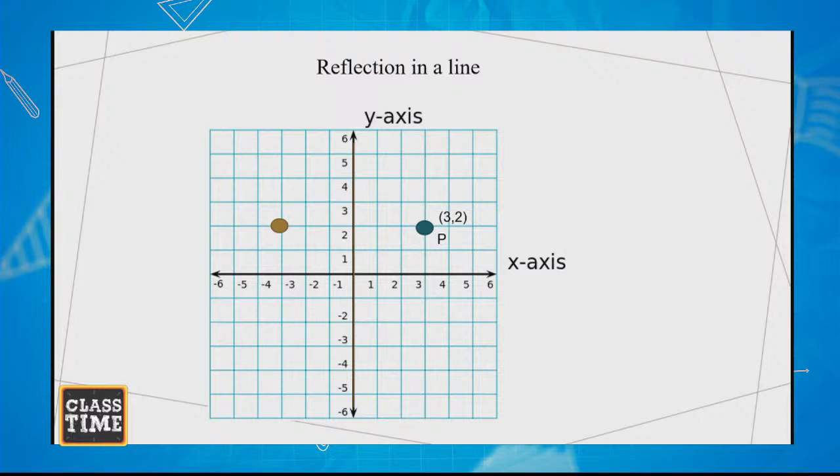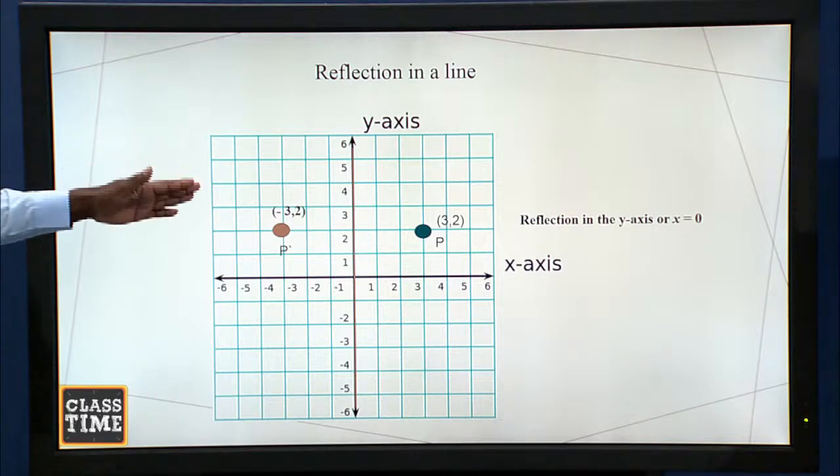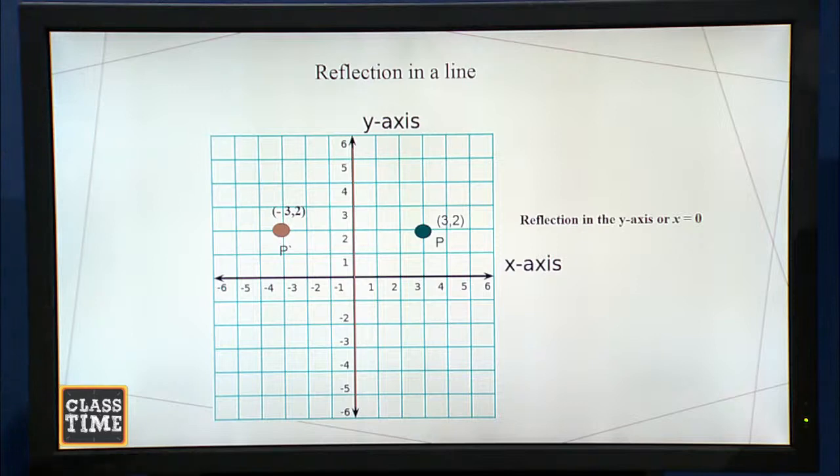So we should link this back to the matrix. You want to do a little example of the multiplication to see exactly how this would happen? All right. So we see that the sign for the x value changes when you reflect in the y-axis. And again, we are emphasizing that the y-axis is the same as the line x equals zero.